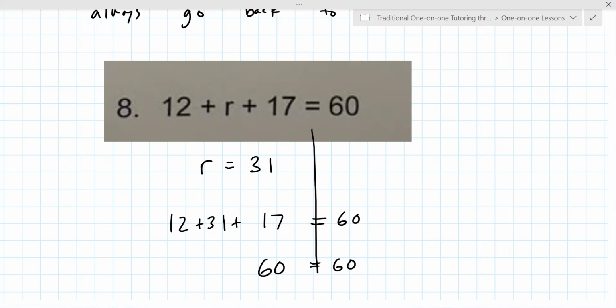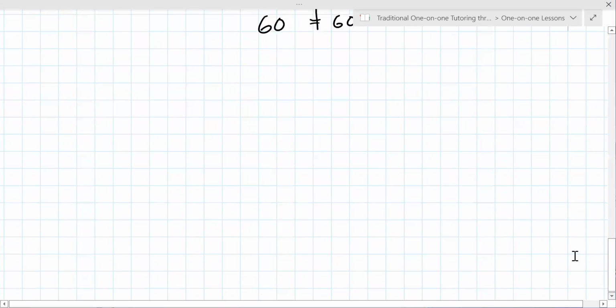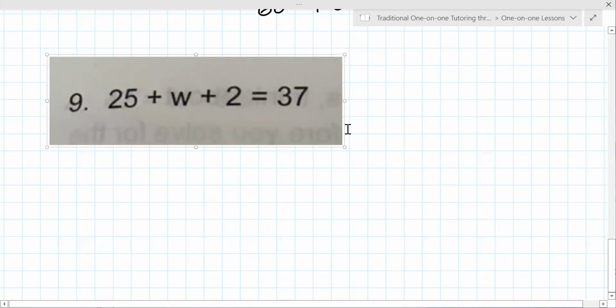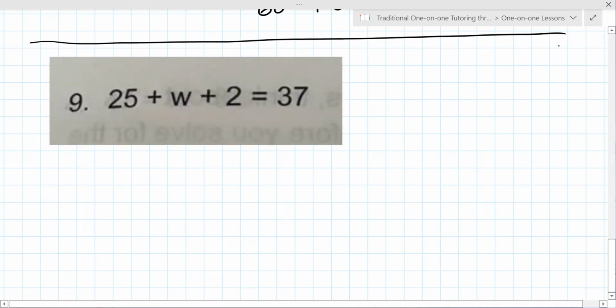All right, let's look at 9, and I'd like you to try this one on your own. I think you'll be able to do it without problem. It's just like the last one. You want to combine everything on the left first, that's like terms, and then solve the way we've been talking about.